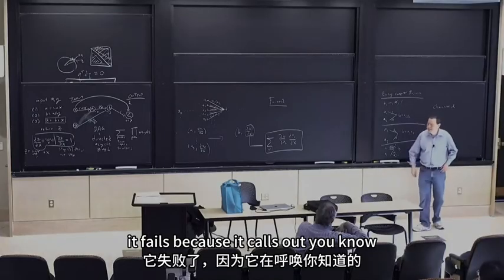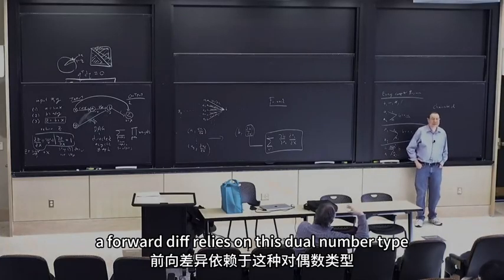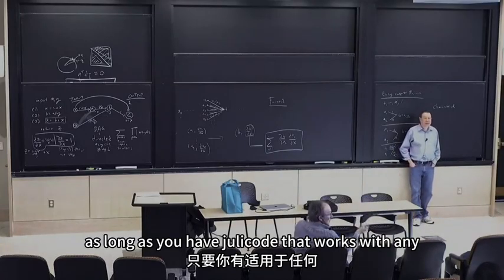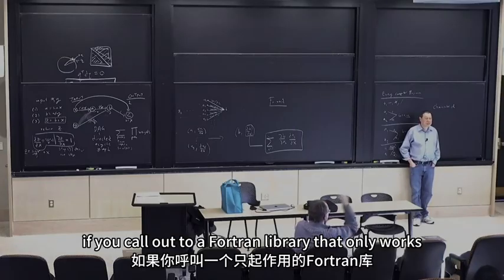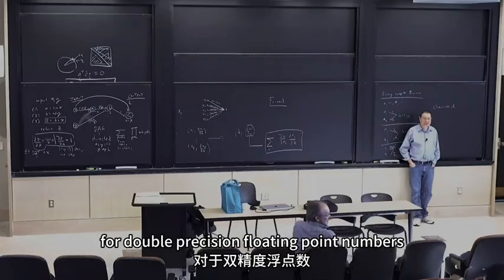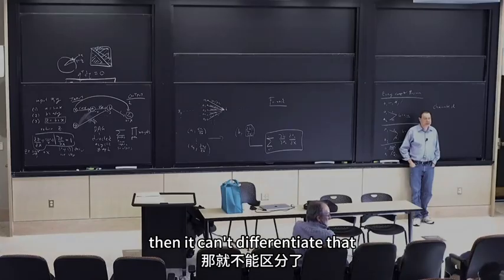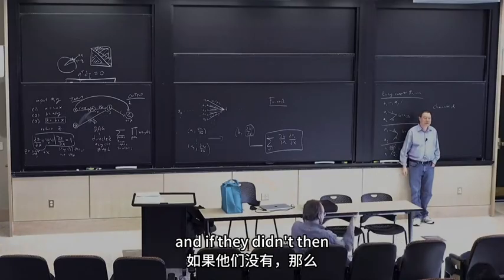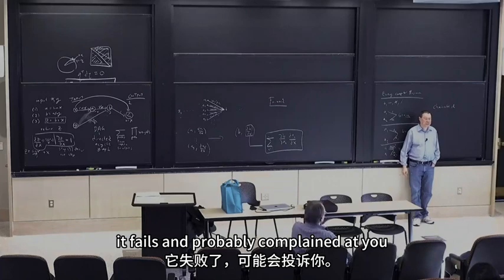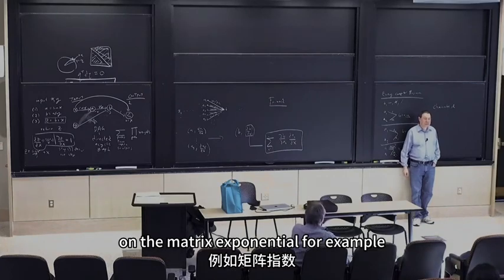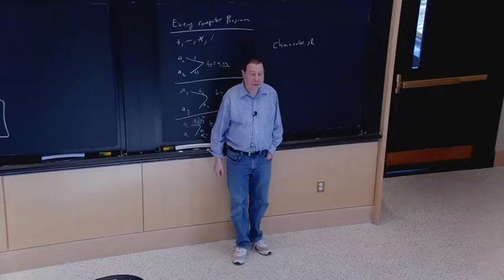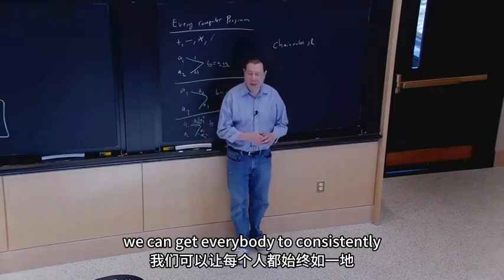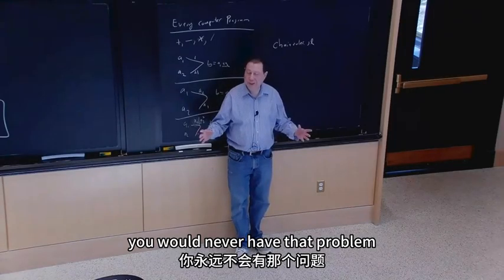Sometimes it fails, because ForwardDiff relies on this dual number type that works as long as you have Julia code that works with any number type. If you call out to a Fortran library that only works for double precision floating point numbers, then it can't differentiate that. So then someone has to write a special rule. And if they didn't, then it fails and probably complained at you if you try to use ForwardDiff on the matrix exponential, for example. So that's the problem with calling out; if only we could get everybody to consistently write all their code in Julia, you would never have that problem.